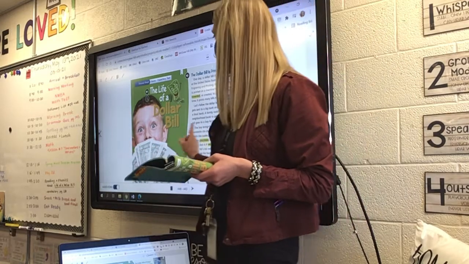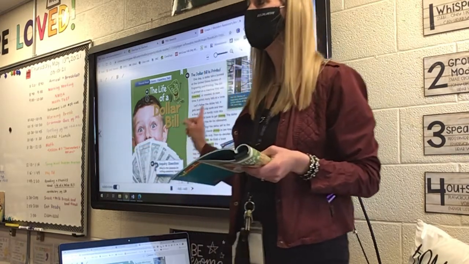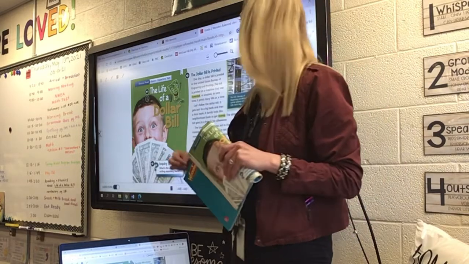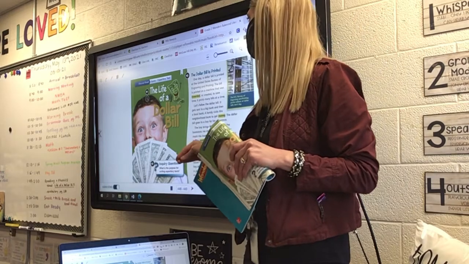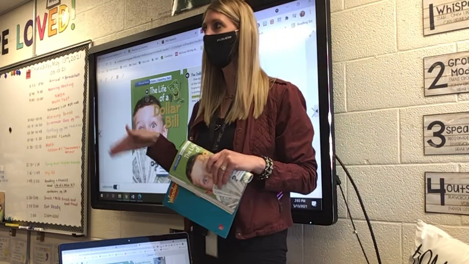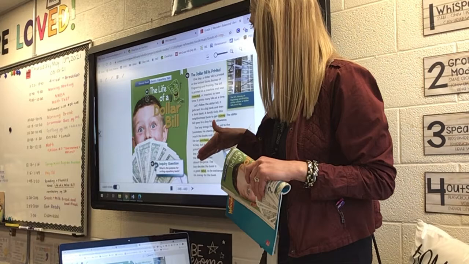So, the only way that somebody can print money is if you worked for the government and for this Bureau of Engraving and Printing, okay? And they can print lots of dollar bills at a time, okay?